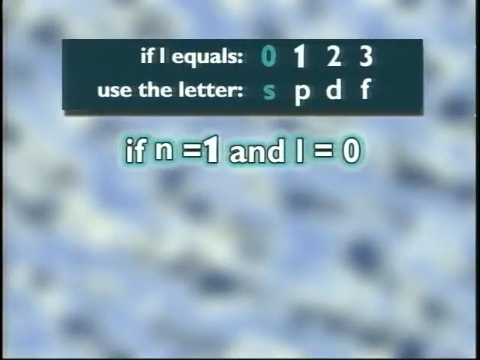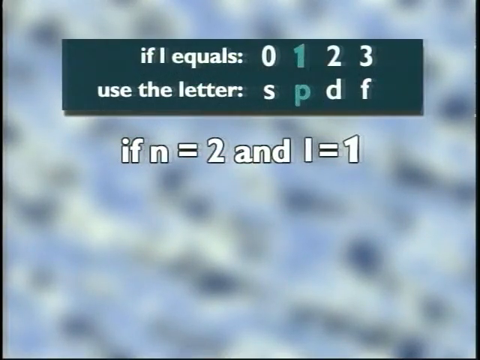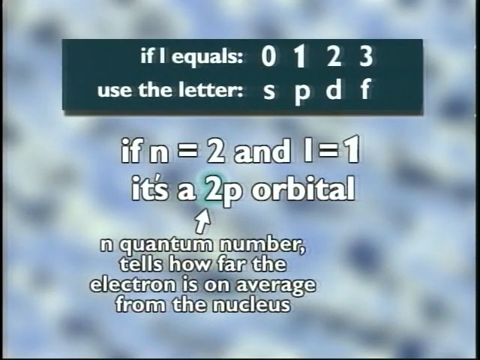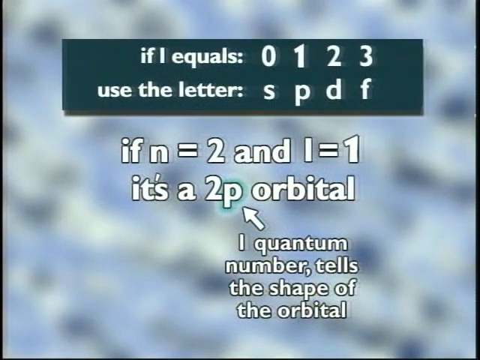So for instance, if n equals 1 and L equals 0, you can refer to the orbital as a 1s orbital. If n equals 2 and L equals 1, you can call it a 2p orbital. For a 2p orbital, 2, the n quantum number, tells us how far the electron is on average from the nucleus, and p, the letter representing the L quantum number, tells us the shape of the orbital.